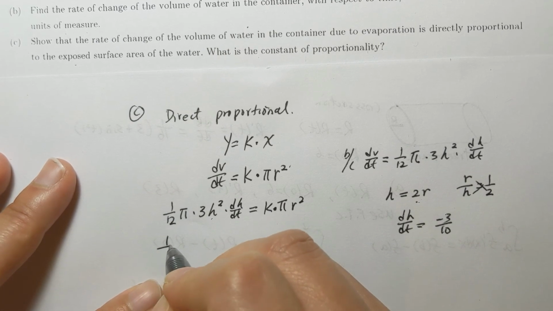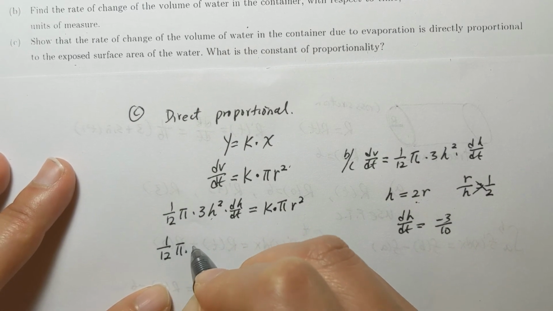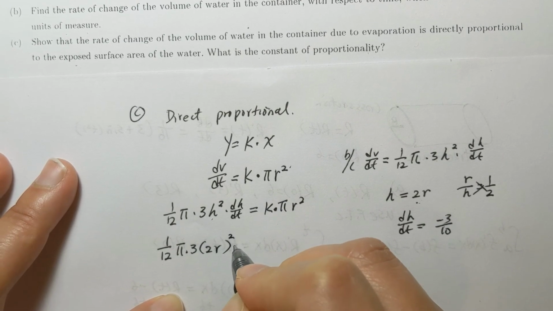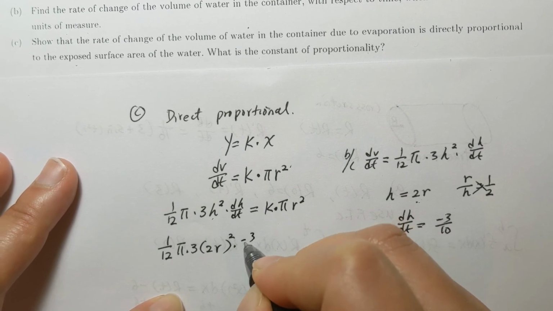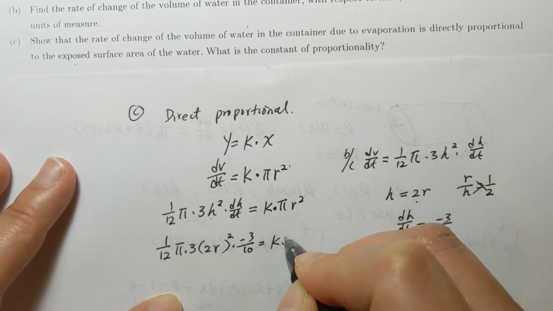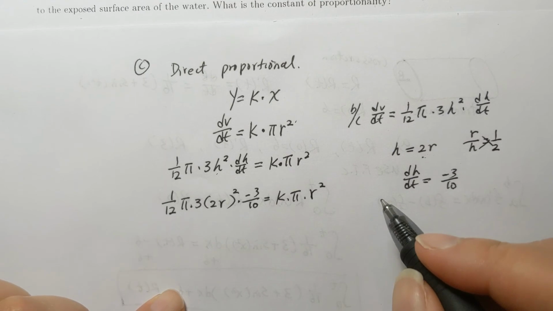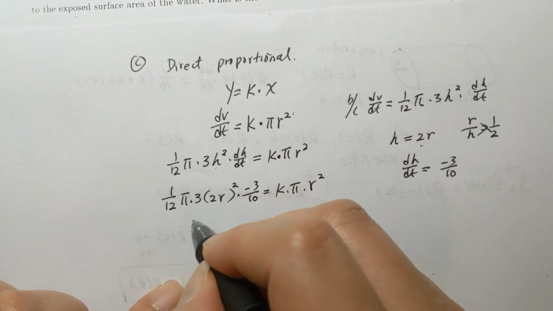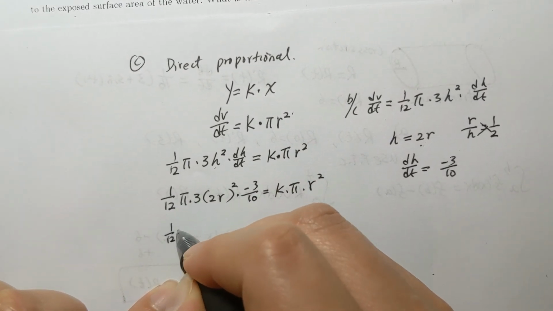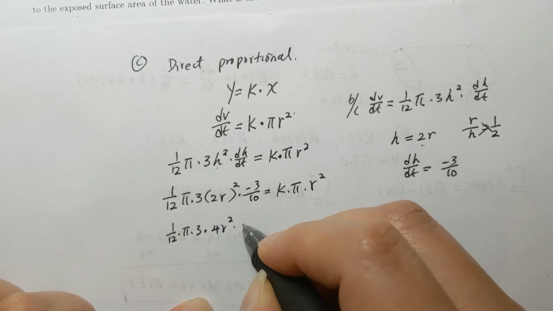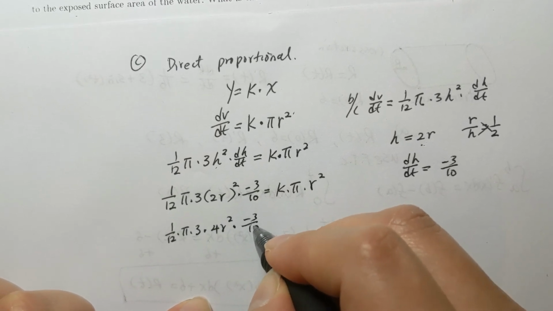So now we're going to do substitution. h turns into 2r, dh/dt into negative 3 over 10. Now we just have to find k. Now we just do algebra. So we're going to have 1 over 12 times pi times 3 times 4r squared, times negative 3 over 10.